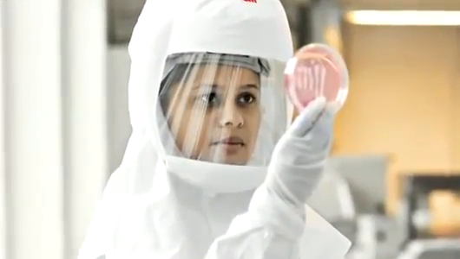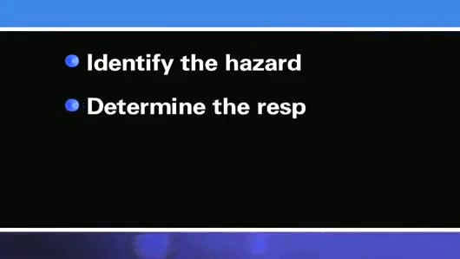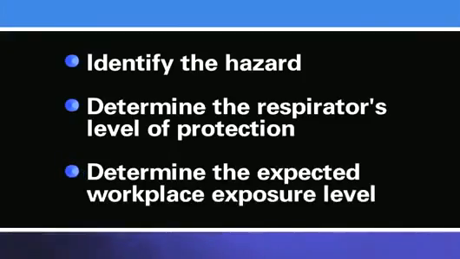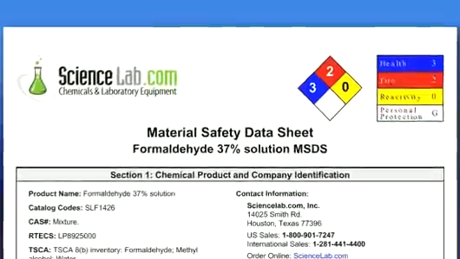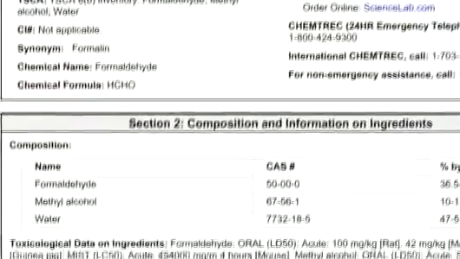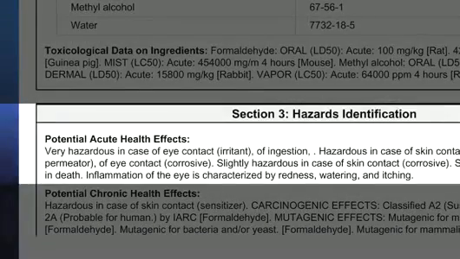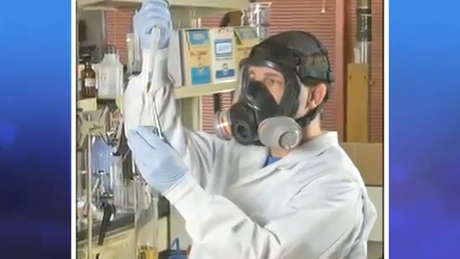So, when your employer selects respirators, they must first identify the hazard and then consider these two factors: the respirator's level of protection and the expected workplace exposure level. Your employer must also consider whether the hazard has any additional characteristics that may affect the type of respirator selected. For example, does the hazard irritate the eyes? Do you need splash and spray protection as well as eye protection? If so, a full face piece respirator or some type of eye protection will be needed.